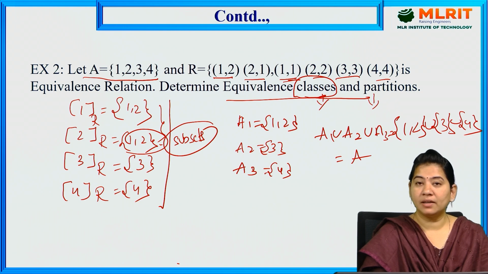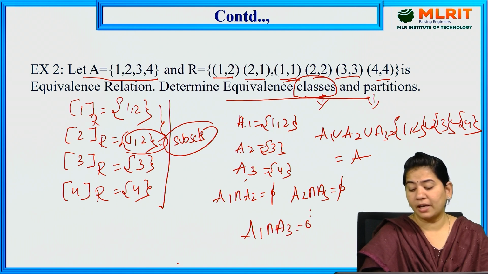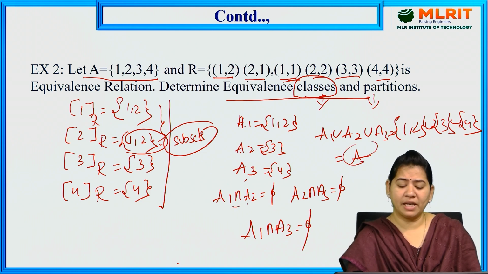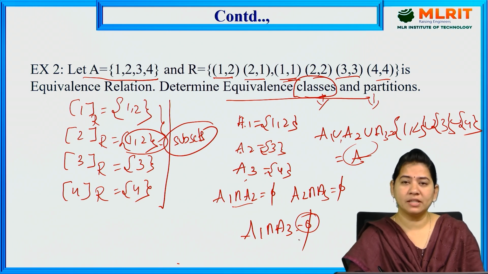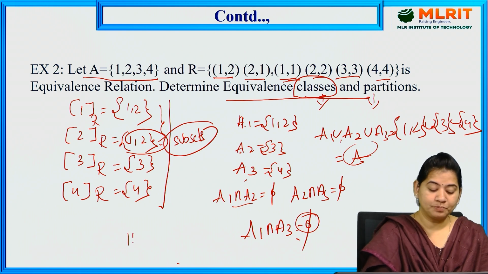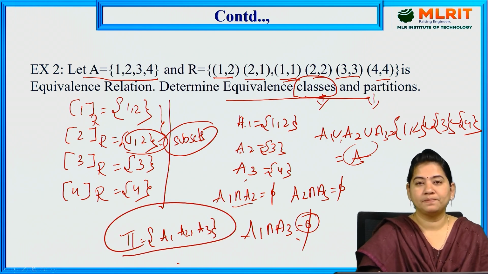And if I apply the intersection between any two, that is A1 intersection A2, I get phi. A2 intersection A3, I get phi. Even A1 intersection A3, I get phi. So if I apply union, I get the original set. If I apply intersection, I get phi, which means there is no common element between any sets here. As these two conditions are satisfied, we can say that this is a partition set. And the partition here is pi = {A1, A2, A3}. This is the answer for this question.